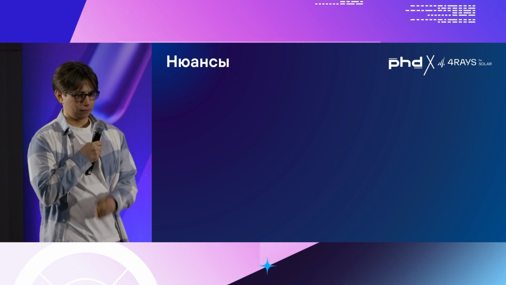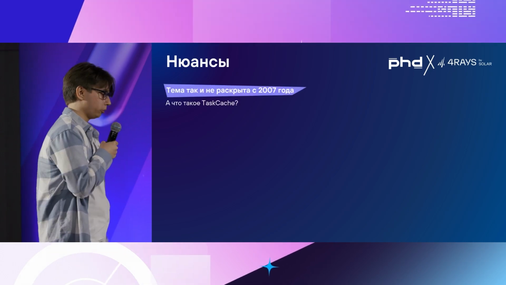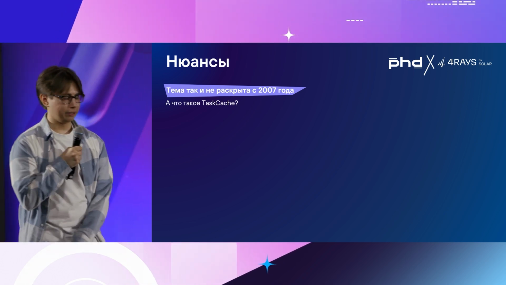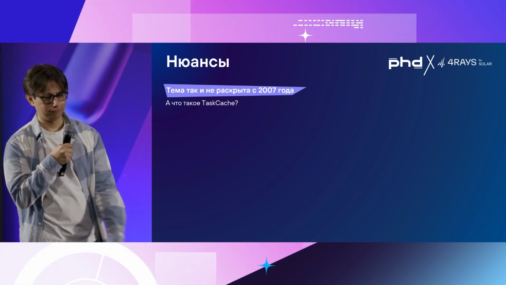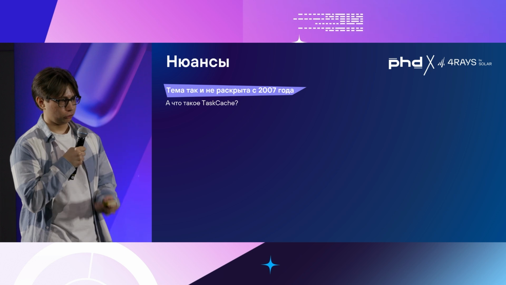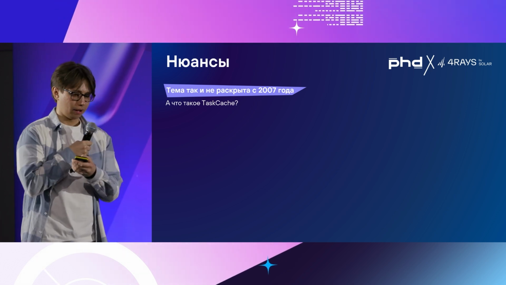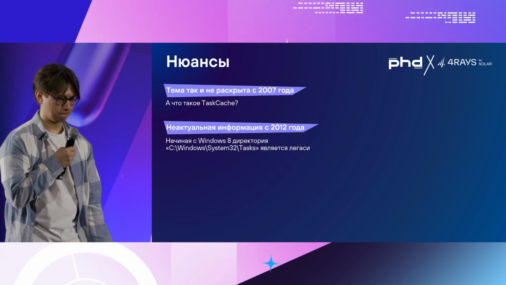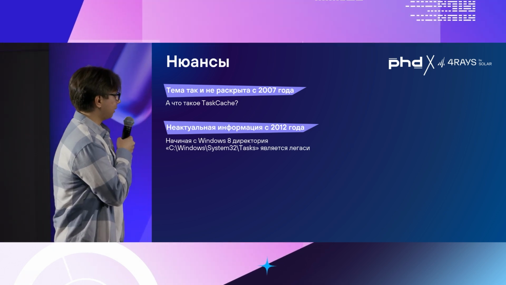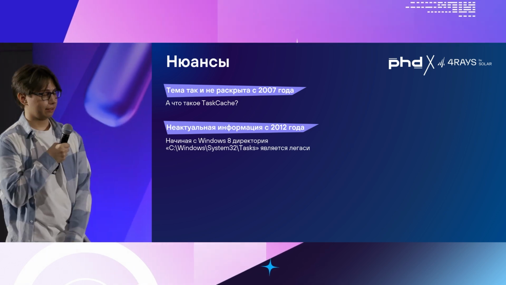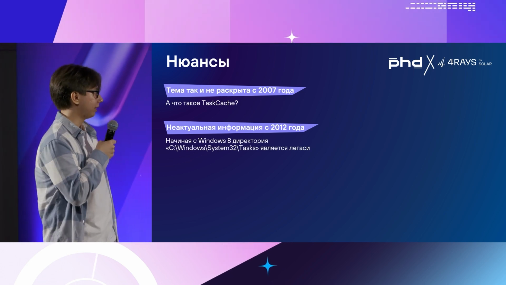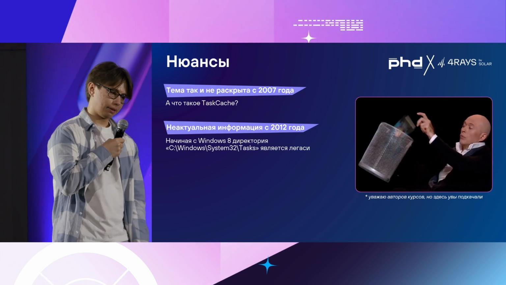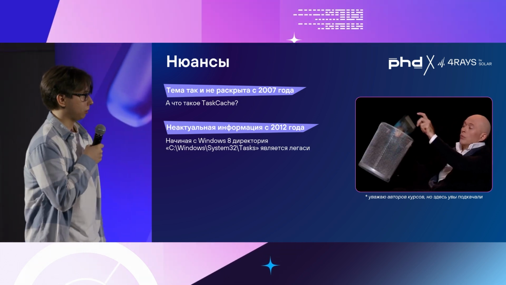But there are some subtleties. Like I said, TaskCache was released in 2007 together with Windows Vista, and since then we have not had any detailed information. We still don't understand completely what this TaskCache is all about. And this information has become obsolete and irrelevant since 2012. Starting from Windows 8, the directory C:\Windows\System32\Tasks has become legacy.